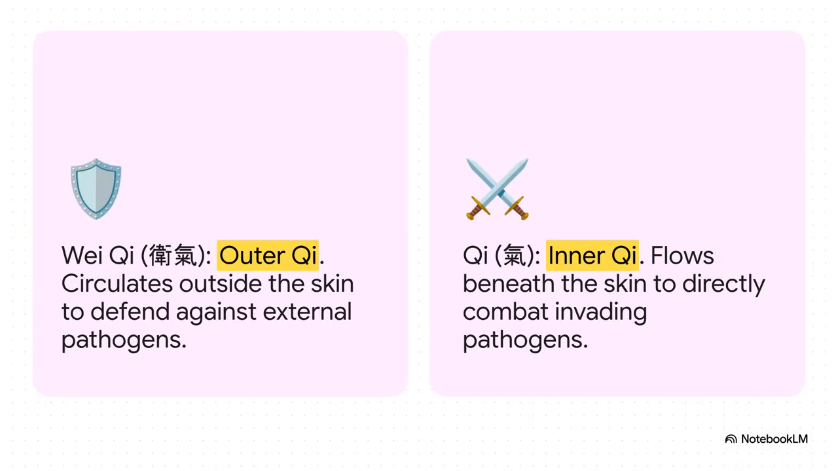Now, to really get this model, we have to be super clear about the word qi, because it's not just one thing here. First, you've got Wei Qi. Think of this as an invisible shield that circulates outside our skin. It's our very first line of defense. Then you have the qi of the second level, which flows beneath the skin. It's kind of like the difference between the guards patrolling the outer walls and the army waiting inside the city.